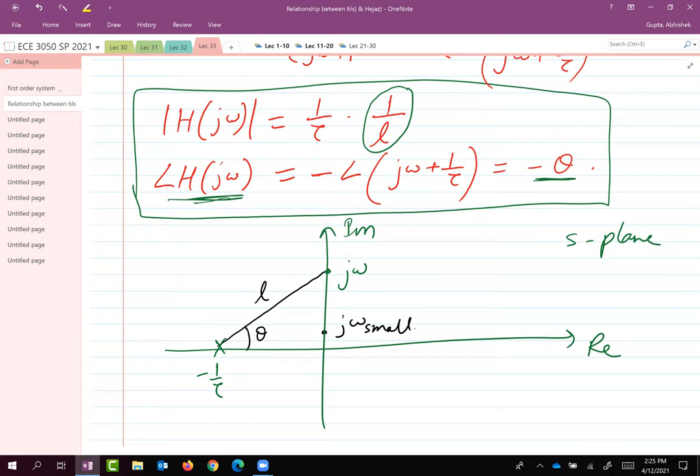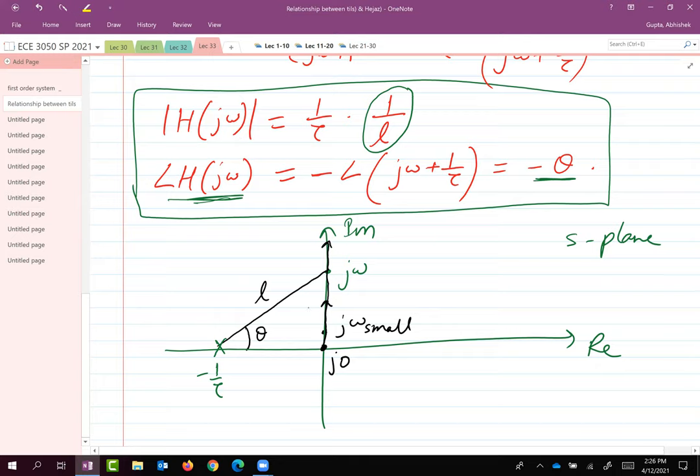And if you look at the length L, the L doesn't really change much as you increase the value of omega from a small number to a reasonably small number. So you start from J0 and you're moving in this direction, the value of L is not really changing much in the beginning, and the theta is also close to zero. And as you move towards infinity, of course, the L becomes very large. So if L becomes very large, then the absolute value of H of J omega becomes very, very small.